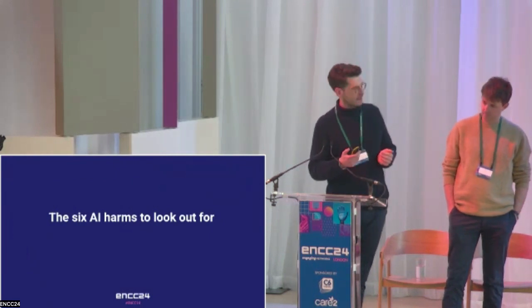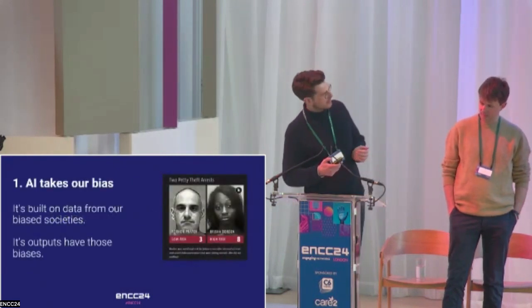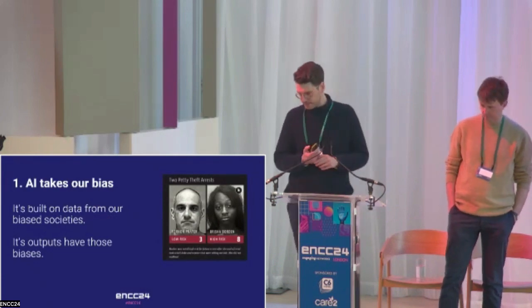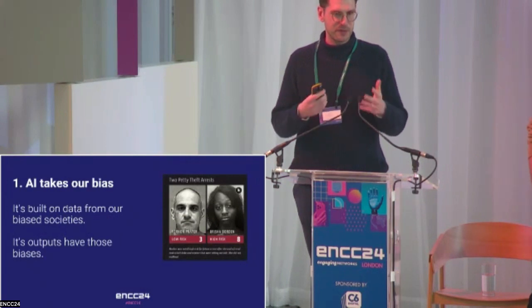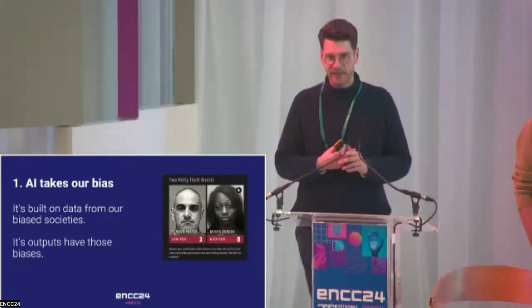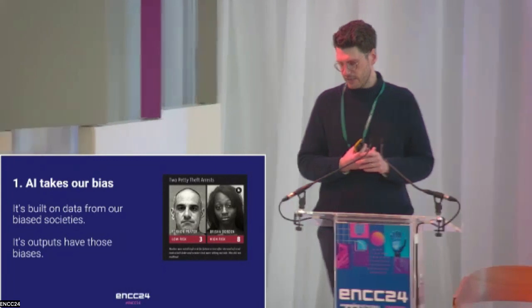So we're going to start with the 6 harms. I'll do 3 and then I'll hand over to Joe for another 3. So the first one is that AI takes on our bias. If you've heard about any harms to do with AI, this is probably one that you've heard at the top.